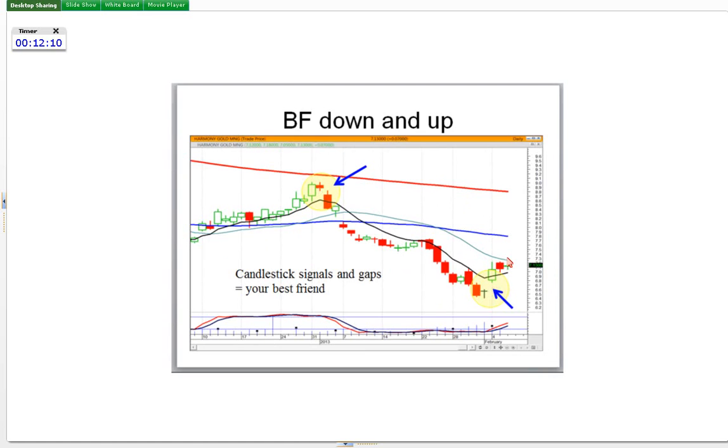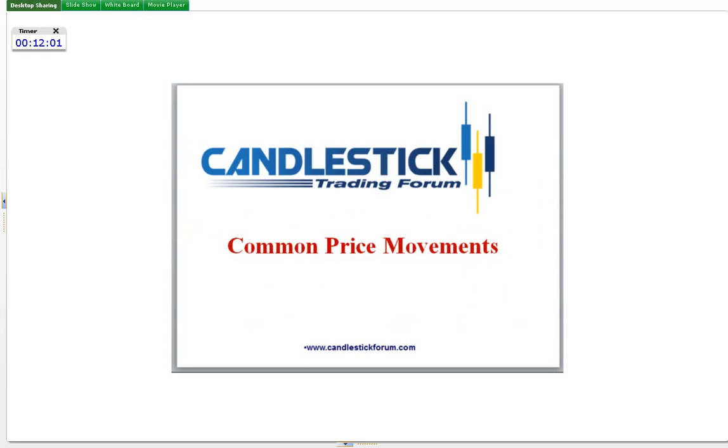All the signals do is give you patterns that are going to be high probability patterns that you can trade, and know that every time you put on a trade, the probabilities are in your favor. You're going to make money.